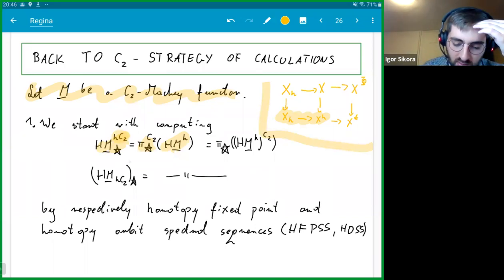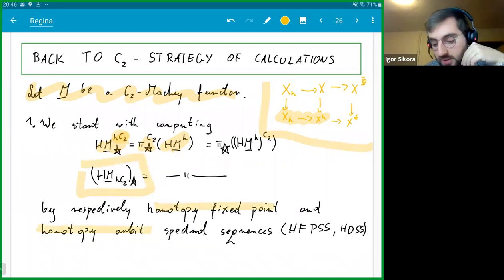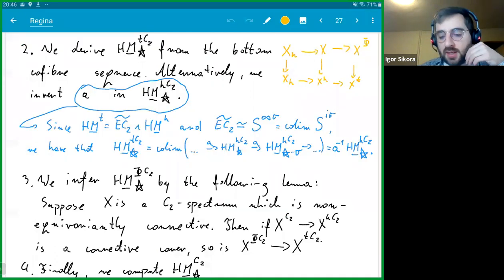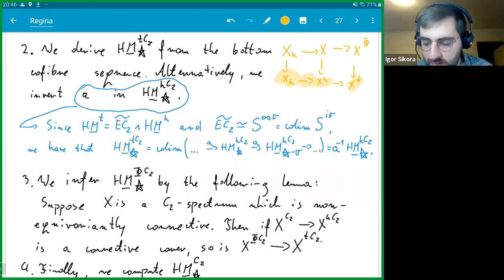And we can compute these two objects by the homotopy fixed point and homotopy orbit spectral sequences respectively. So we have spectral sequences for the computations. More or less, usually we can calculate something. Then we have computed these two. The second step is the derivation of the coefficients of the Tate spectrum, and we have two techniques here. Firstly, we can derive it just from the map. We know that the Tate spectrum is the cofiber of this map, and we know the formula for this map.